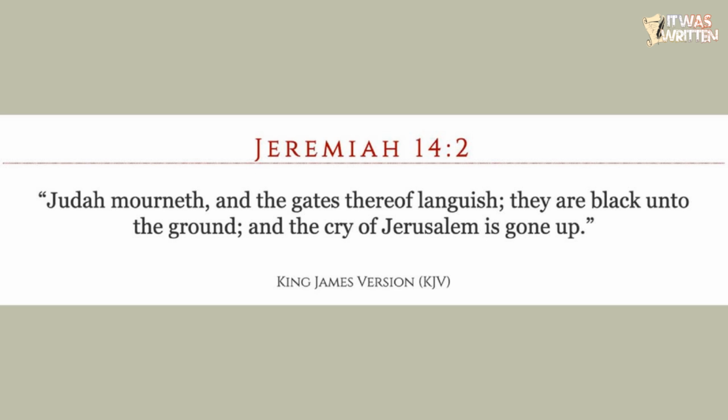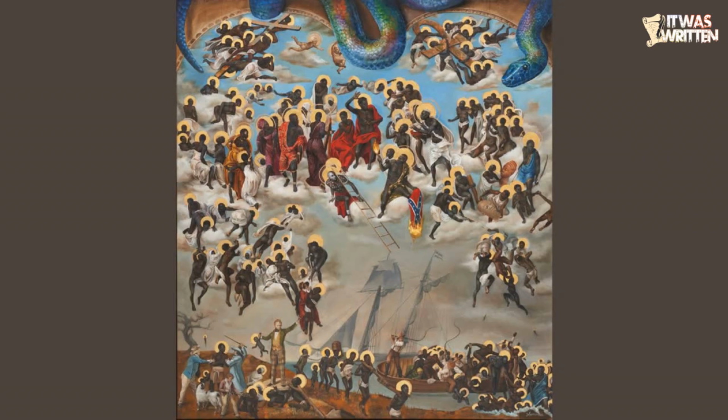"And the gates thereof languish; they are black unto the ground." Now, this is in Jeremiah 14:2. Again, talking about us. "And the cry of Jerusalem is gone up." So again, these are the things that we know. It's in the book. When people say it's the white man's book, well, if the white man wrote this, why would he put these things in it? Right? You see what I'm saying? Why would he put these type of things in?